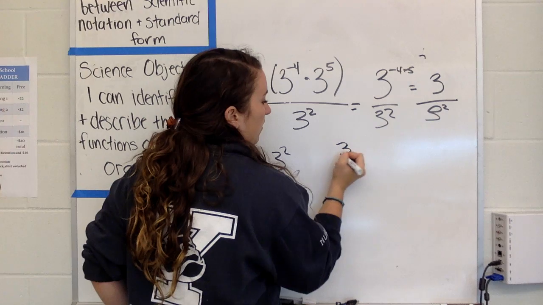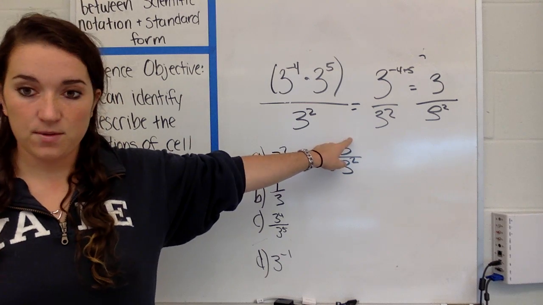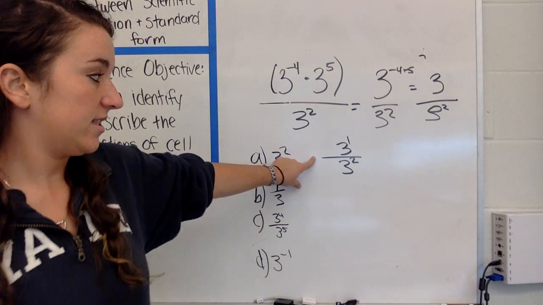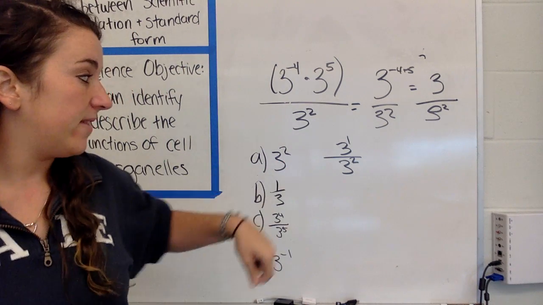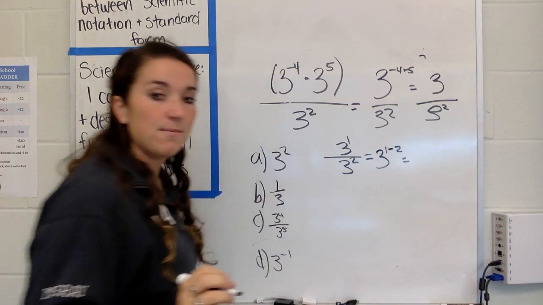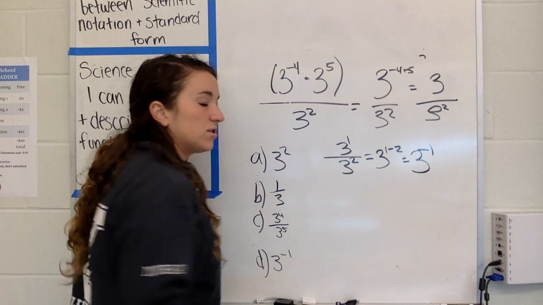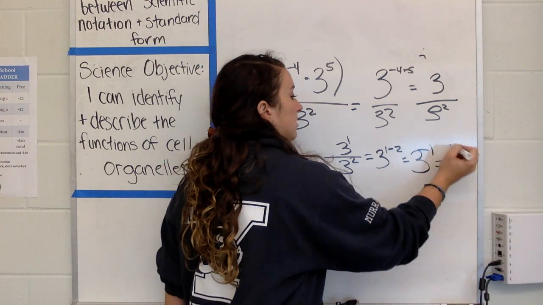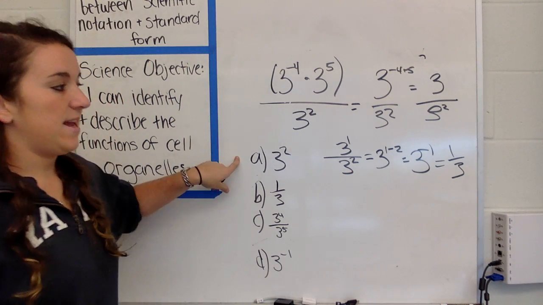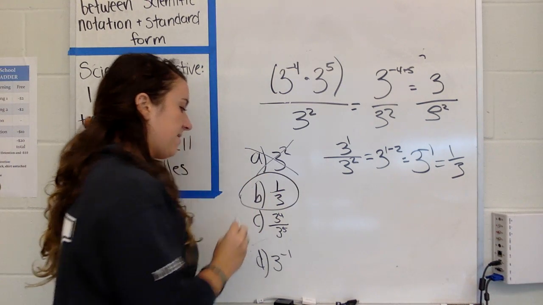So now I have 3 over 3 squared. If I don't have an exponent there, what can I write next to that 3? I can write a 1 next to that 3. What operation does this fraction bar mean? Yep, it means division. So I am going to subtract my exponents. 1 minus 2 equals negative 1. I can also write this as a fraction, as 1 over 3. All right, so let's go through my answer choices. 3 to the negative first power is not the same as 3 squared. It is the same as 1 over 3.